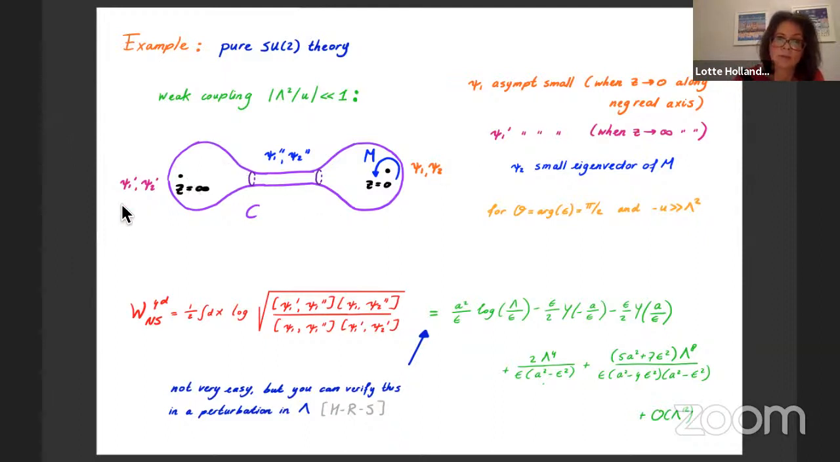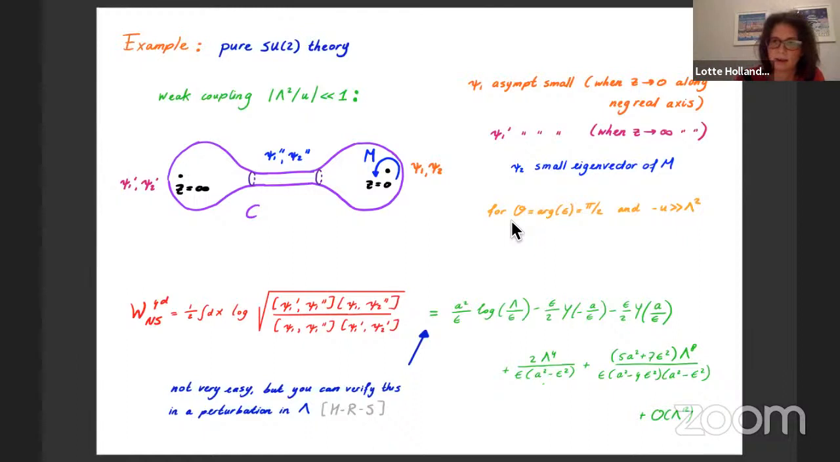As well, psi1 prime we define in a similar way, so it's asymptotically small when z goes to infinity along the negative real axis. And these solutions psi1 double prime and psi2 double prime, we define them as the eigenvectors of the monodromy around c equal to 0. To define all of these solutions, we need to pick a phase, and in this example, we again pick our phase theta equal to pi over 2, for reasons that will become clear later.